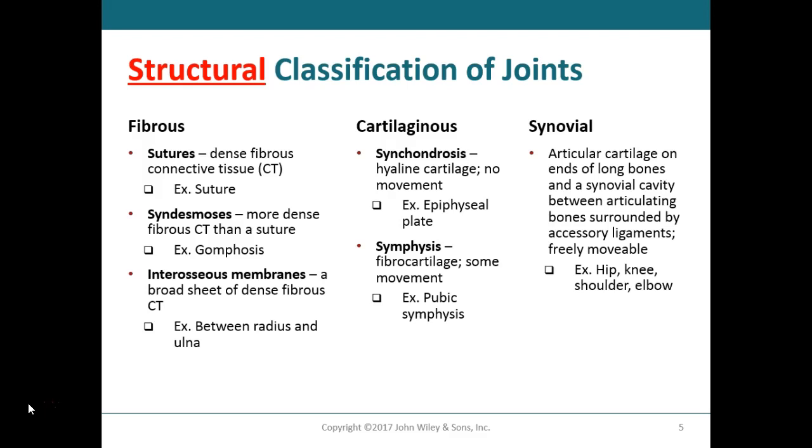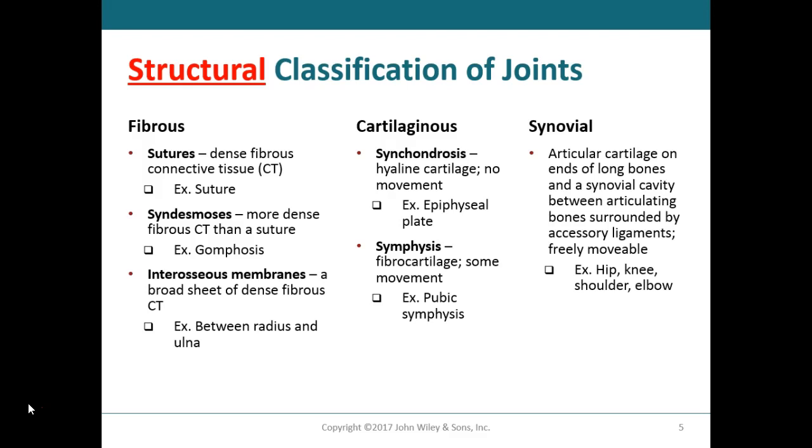Also in structural classification, we look at the types of cartilage that make up these joints. So a synchondrosis is made up of hyaline cartilage and allows no movement. So this is such as we find at the epiphyseal plate. Now remember again, when we were talking about the structure of long bones, we talked about the shaft being the diaphysis and the ends being the epiphyses, and you had that cartilage that was between the two that made up the growth plate. So this is what we're talking about with that epiphyseal plate. It is a synchondrosis.